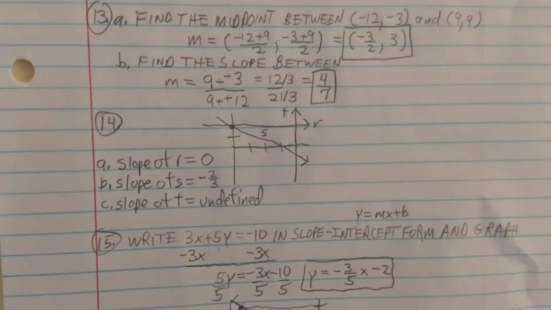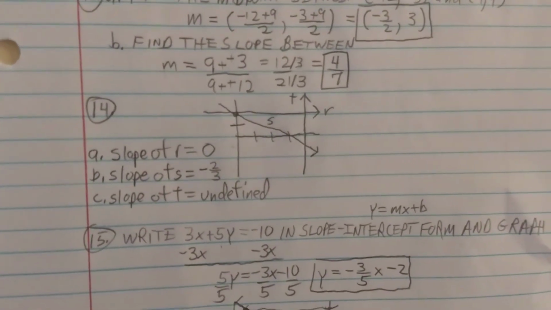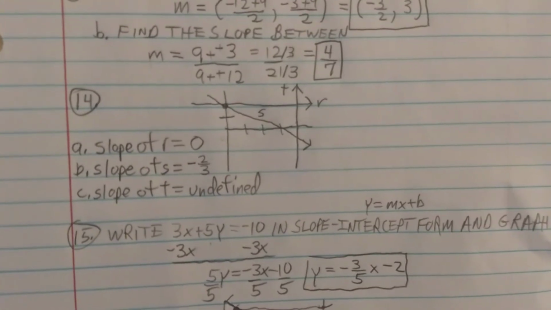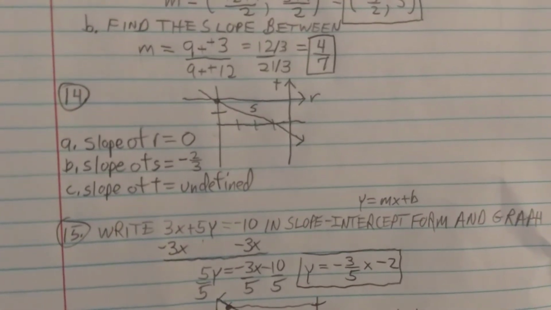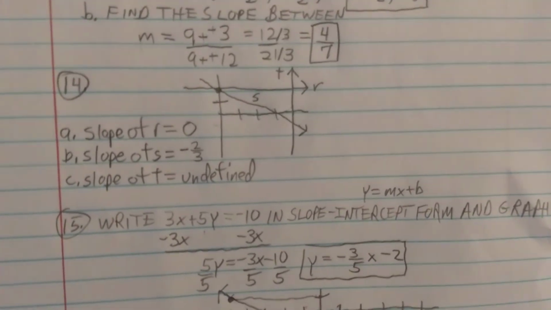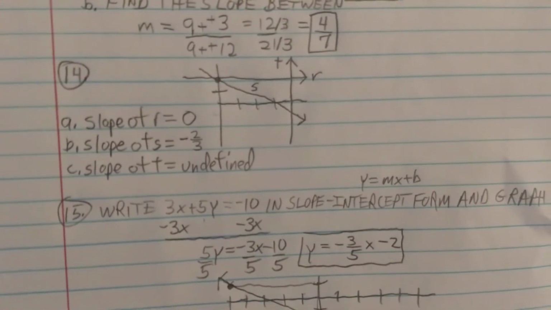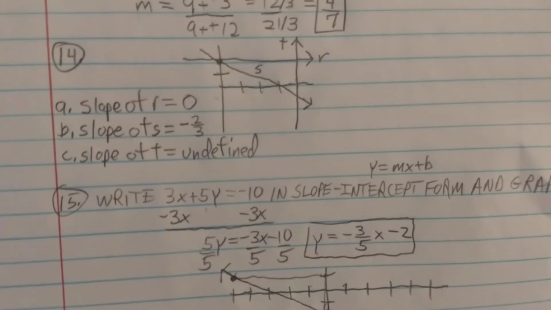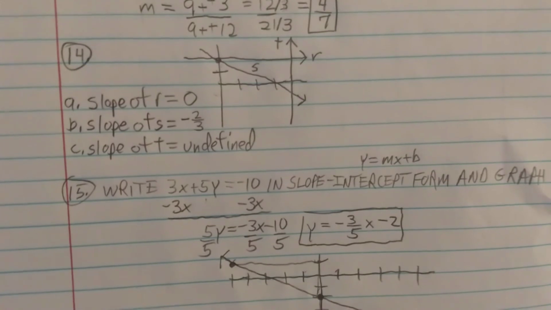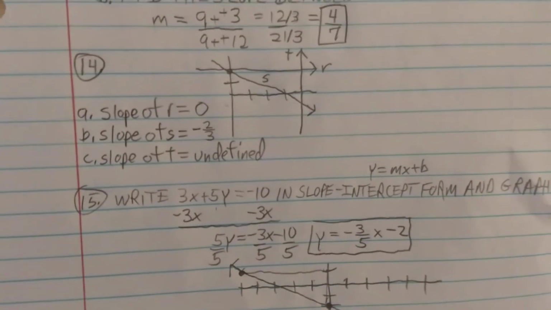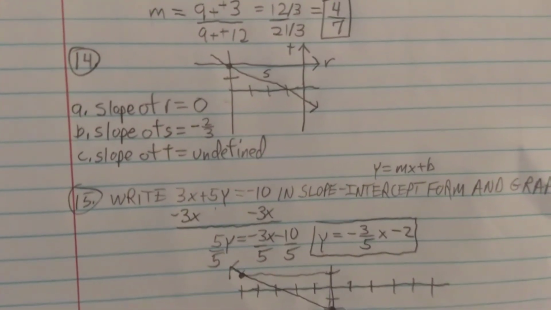Now on 14, we have 3 lines which we want slopes for. The slope of R is horizontal, so it has a slope of 0. The slope of S goes down 2 from its y-intercept and right 3 to its x-intercept, so it has a slope of -2/3 for S.